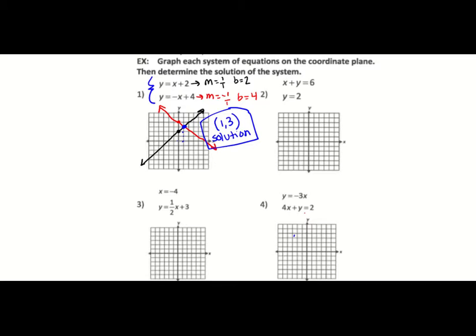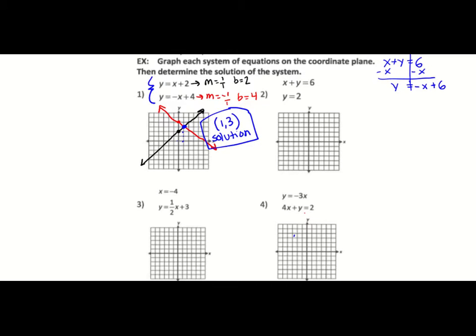So let's look at number 2. This one, I need to get y by itself first so I can see what my slope is. So if I have x plus y equals 6, I'm going to subtract that x term from both sides so I can get y by itself. This side leaves me with a minus x plus 6. Remember, I cannot combine those two terms because they are not like terms. One has an x and one does not.